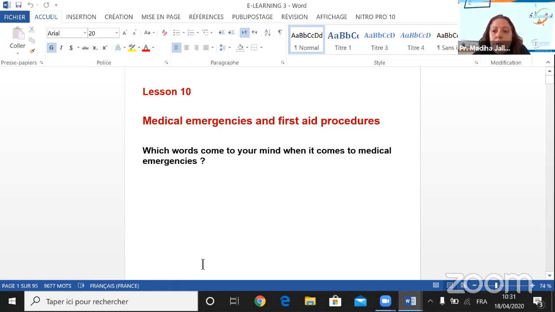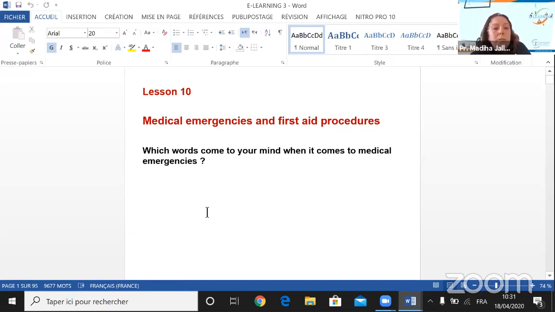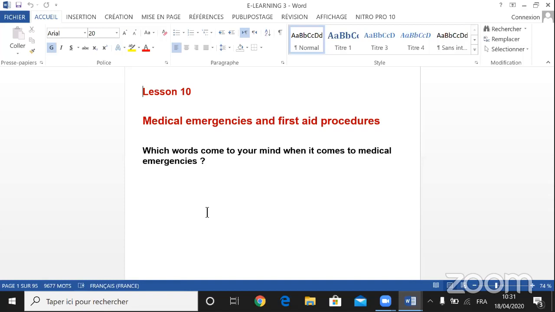Going to proceed with our lesson. So as you see there, this is lesson 10, which is about medical emergencies and first procedures. Just to remind you, this chapter is no longer the anatomy and physiology. This chapter is about healthcare, which comes after lesson 9, which was about nursing skills.